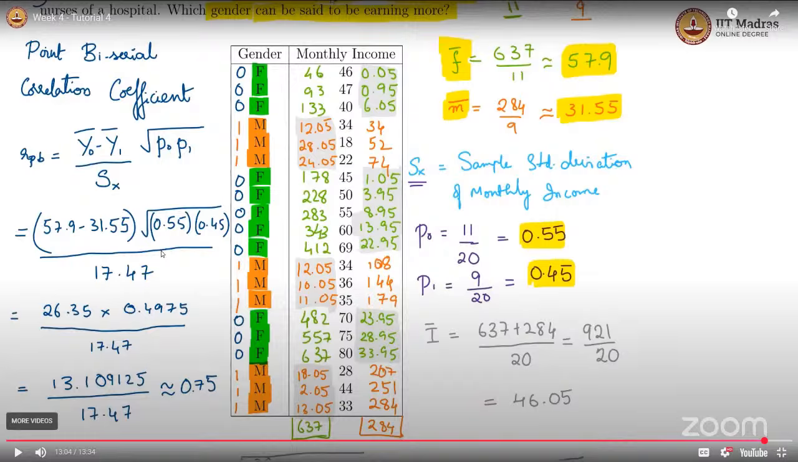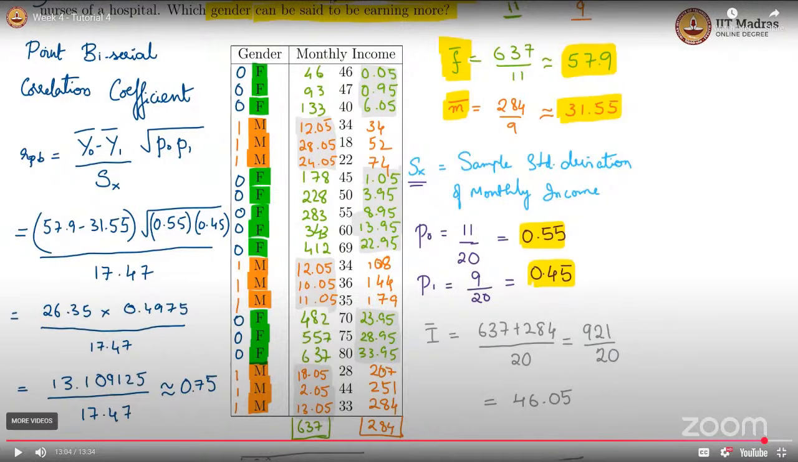Sir, one last clarification. I got it, sir, all the things. I know what this RPB is and why it is used. My question is, how is the teacher deciding whether it is male or female? If it will be decided by the mean and the proportion, then there is no need, in my opinion. Let's say RPB comes 0.1. So how do we decide which gender can be said to be earning more? No, then you'll not have an answer. That is what it means.